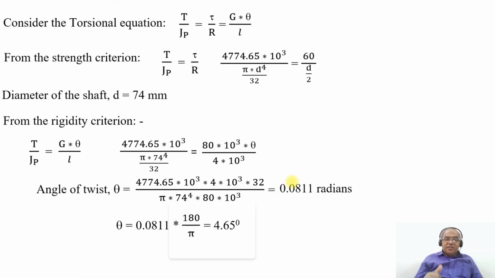Therefore, convert this theta from radians into degrees. Theta will be equal to 0.0811 into 180 degrees by pi, which is equal to 4.65 degrees. So this is how you will be able to analyze and solve this problem. Thank you.